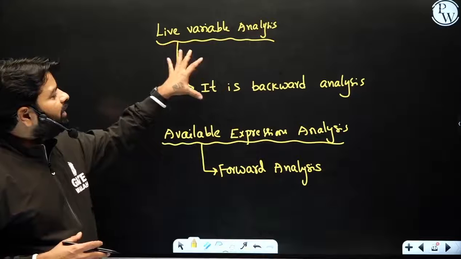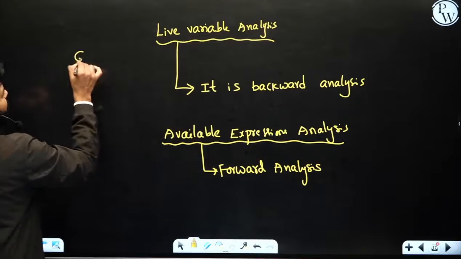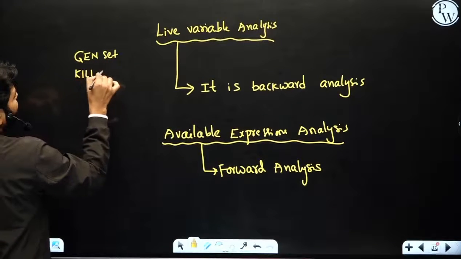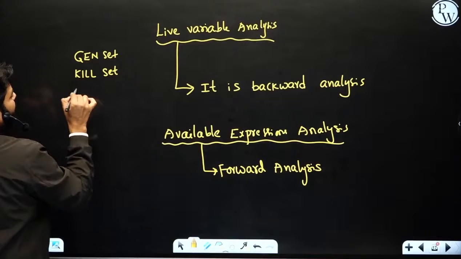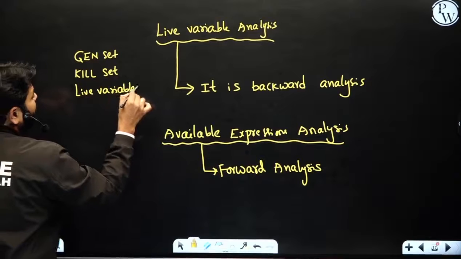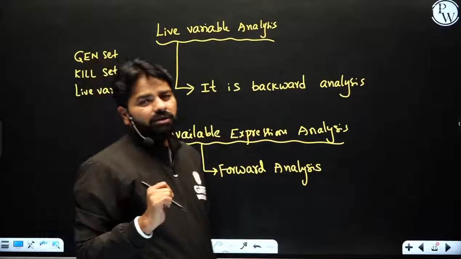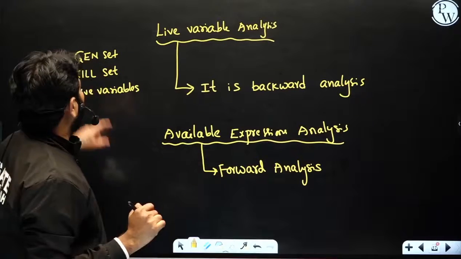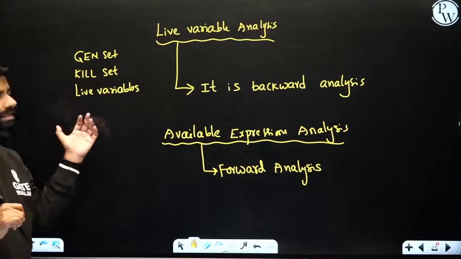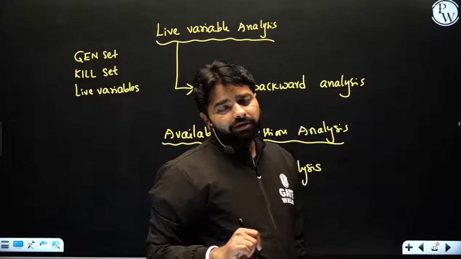This is the most important technique for you, and they may ask very simple questions. Here you are going to use concepts like finding GenSet, finding KillSet, and finding live variables at a particular statement or at a particular basic block. These are the three important topics in the live variable analysis you're going to compute. So here there are some questions for you. You need to learn GenSet finding, KillSet finding, and live variable analysis. I'm leaving this to you, and I'll definitely come up with a practice session.